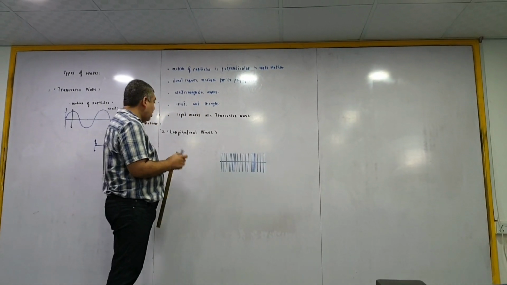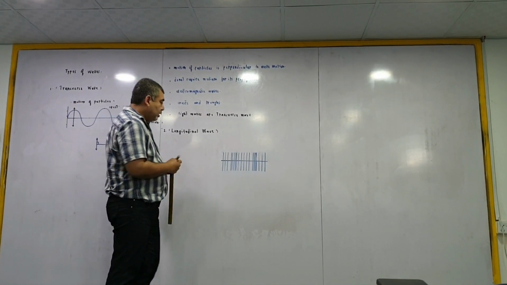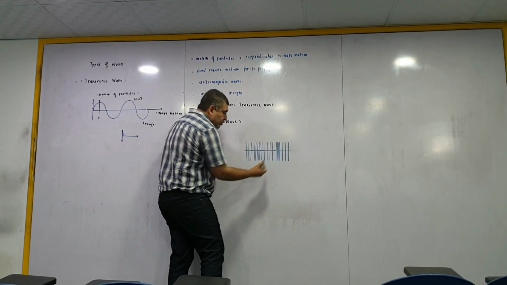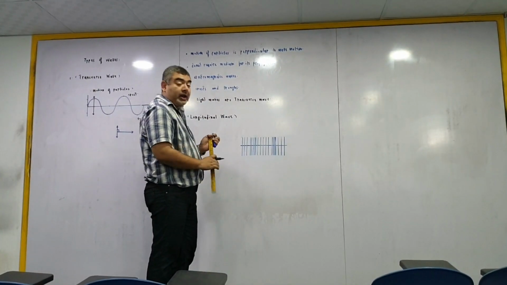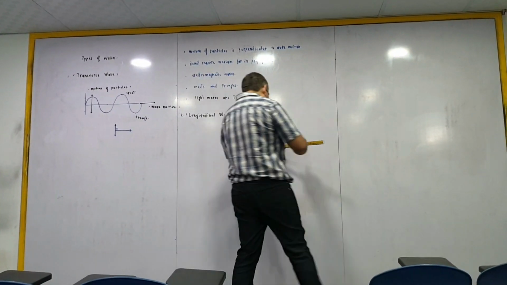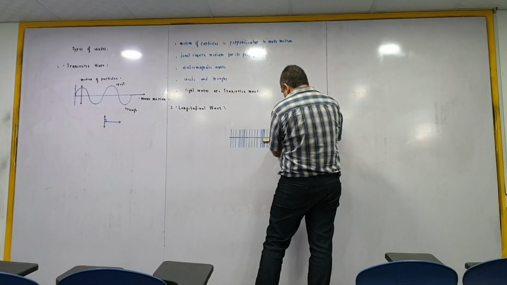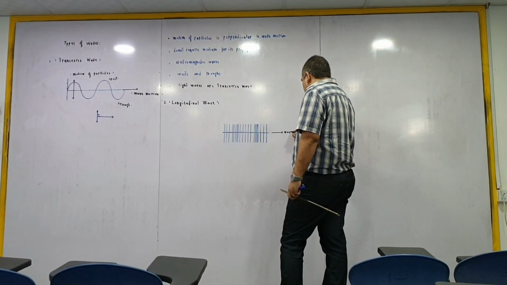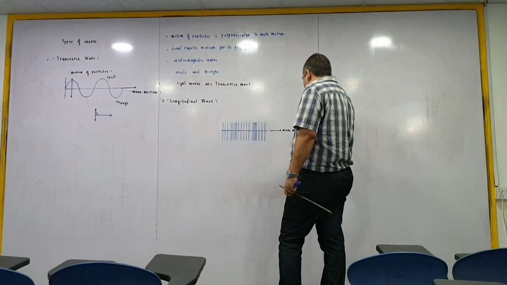This is how longitudinal waves look like. This was the motion of the particle when the spring was not stretched. When a spring is stretched, a wave is formed. Whenever a wave is formed, I have told you that wave motion is always in the forward direction. So this is the wave motion.